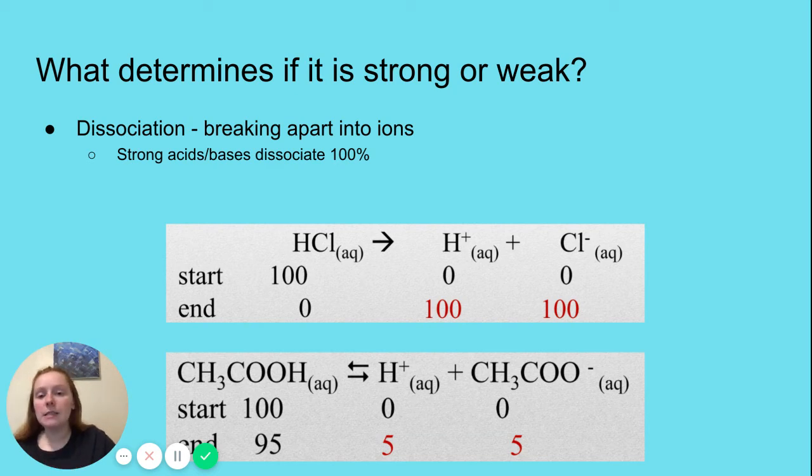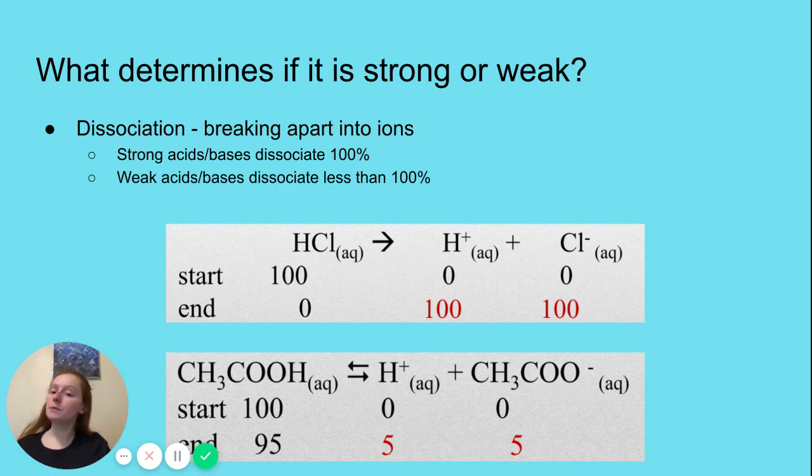Again, strong acids and bases dissociate 100% of the time. Weak acids and bases will dissociate less than 100% of the time. That's the only difference between them.